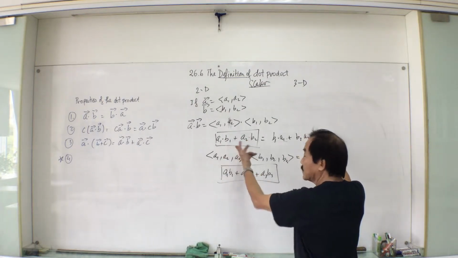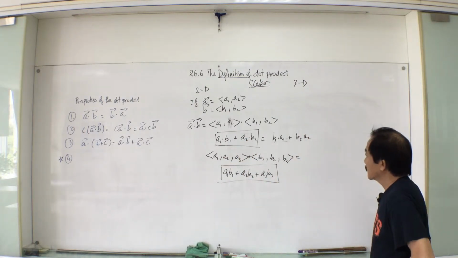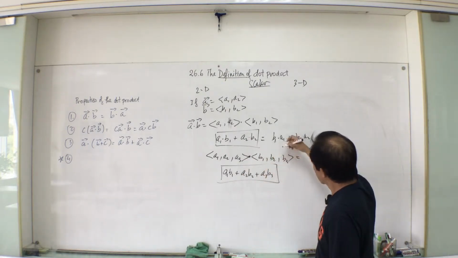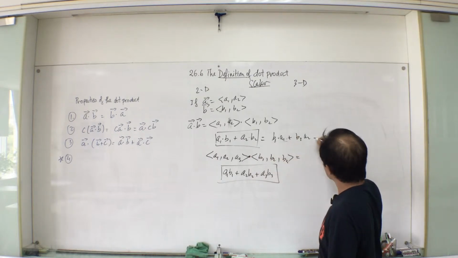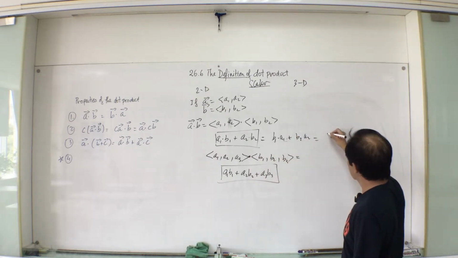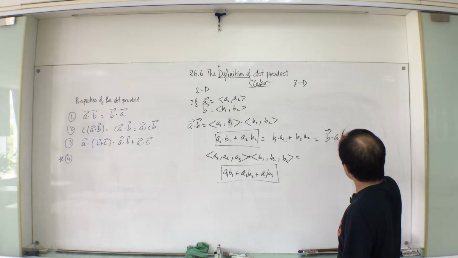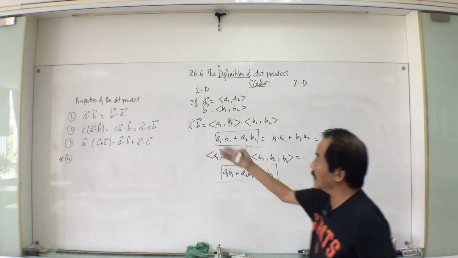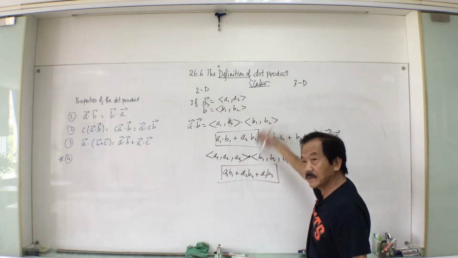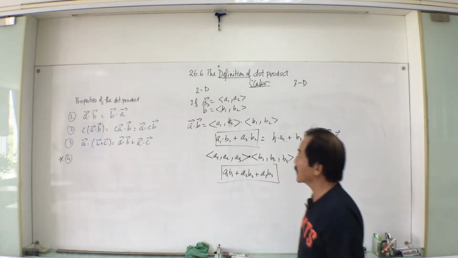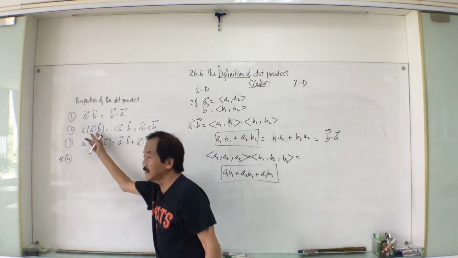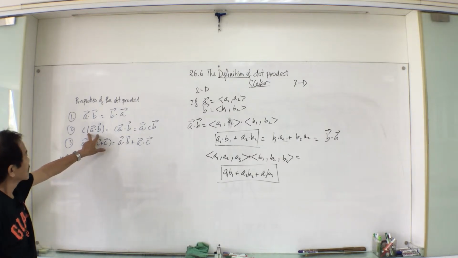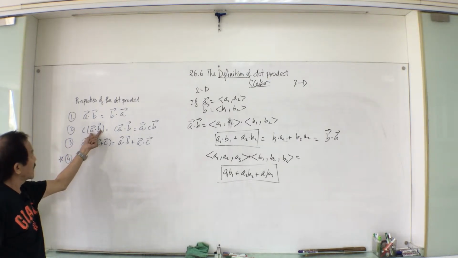We flip over using the commutative property of multiplication. Going backwards, this turns out to be B dot A. So A dot B equals B dot A. That's the first property after you give the definition of the scalar dot product. This one is very easy to simplify and check.